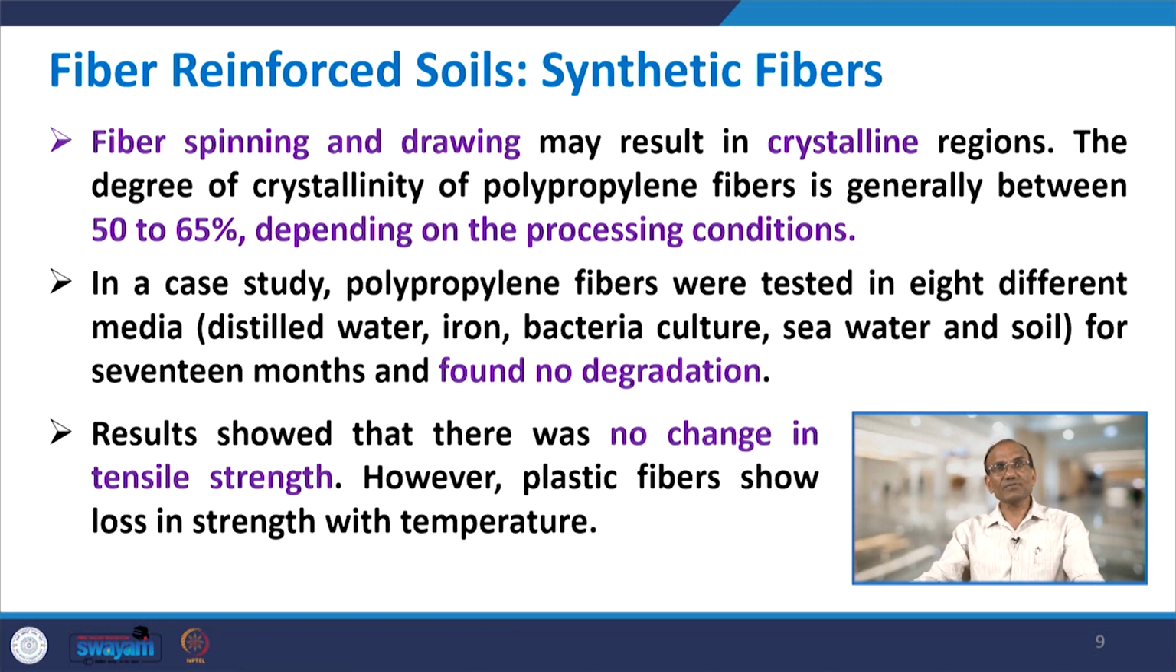Continuing with synthetic fibers. Fiber spinning and drying may result in crystalline regions. The degree of crystallinity of polypropylene fibers is generally between 50 to 65%, depending on the processing conditions, how it is processed. In a case study, polypropylene fibers were tested in 8 different media, including distilled water, iron, bacteria, culture, seawater and soil, for 17 months and found no degradation.